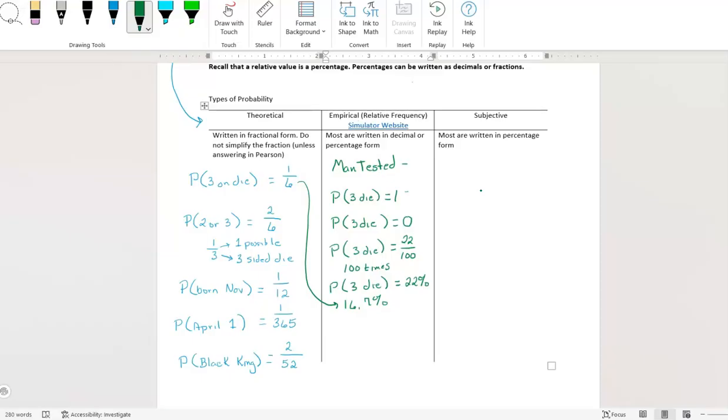So empirical probability is what we do. Theoretical probability is the actual calculation. And just keep in mind that the more times we do this, the more tries we do, the closer we get to the theoretical probability. And actually, this is what the casinos bank on.